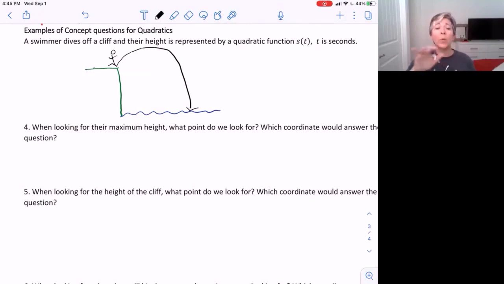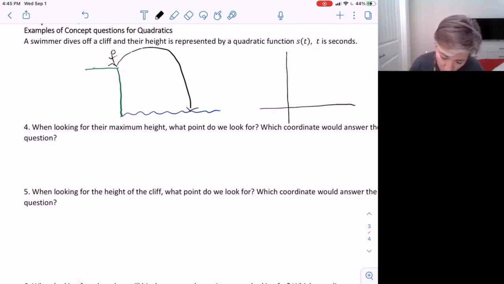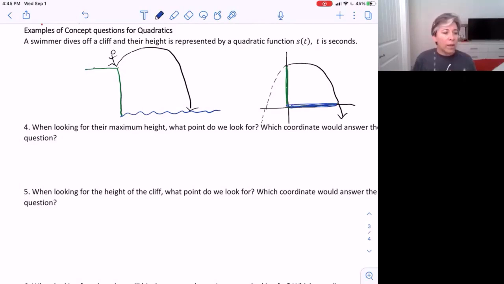It's creating a parabola. So when you look at that picture, we can consider the water, the x-axis, that edge of the cliff as our y-axis. And if we were to draw it, it would look something like this. So in question 4, it says, when looking for their maximum height, what point are we looking for? So we can look at the picture. The maximum height would be up here.